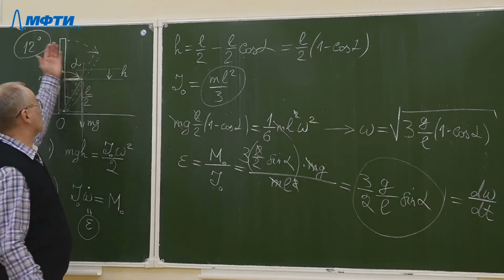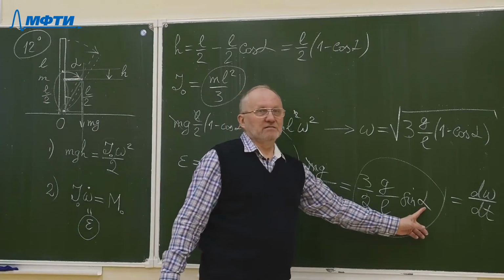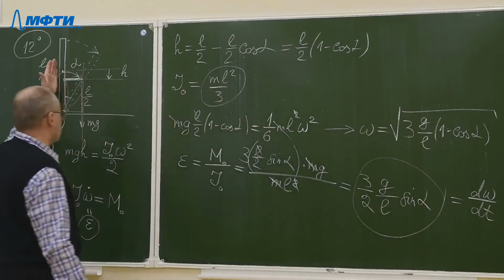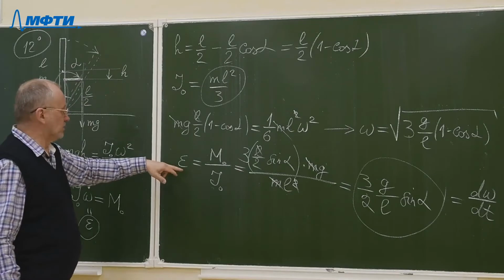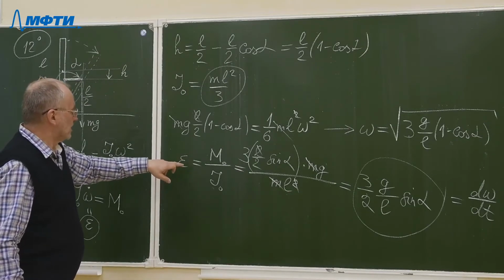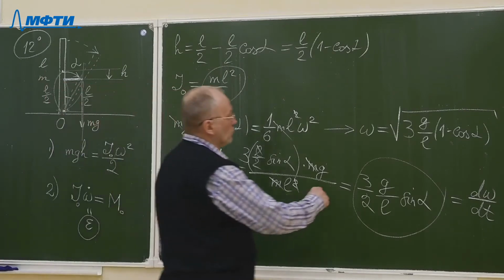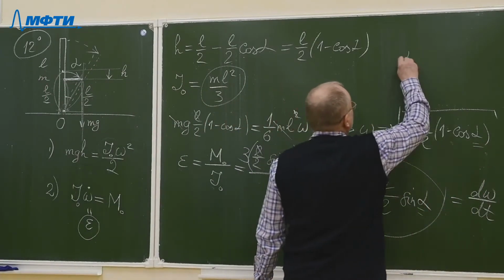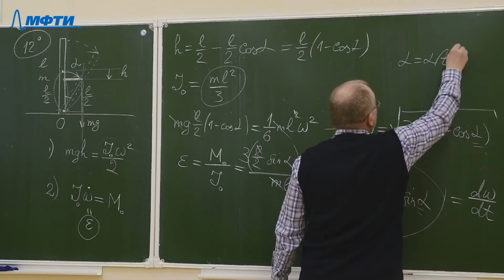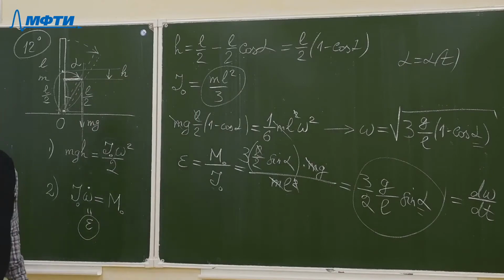angular acceleration of the falling chimney as a function of angle. At every angle alpha we can find, we know at this particular moment of time, angular acceleration. Certainly in all these formulas, alpha is a function of time. It's some unknown function of time. You don't know what this function is.